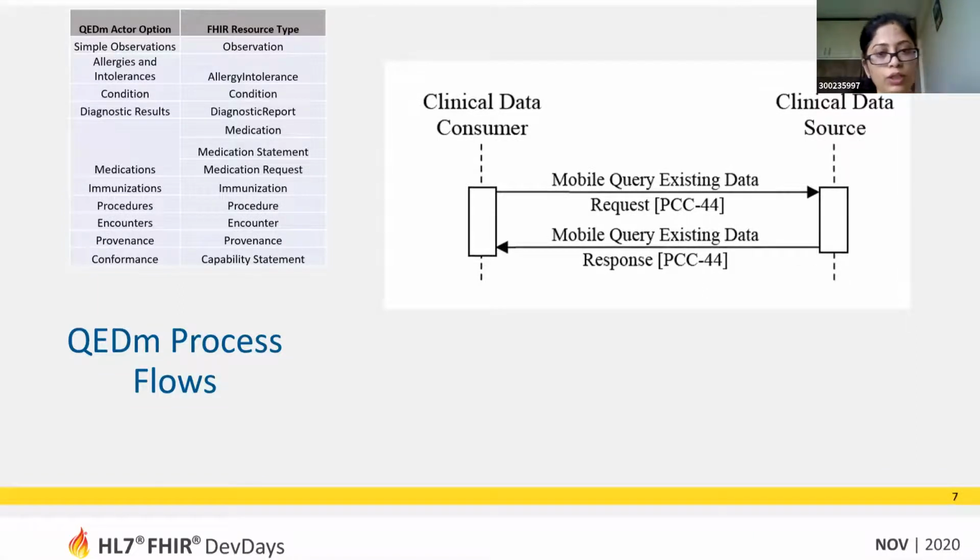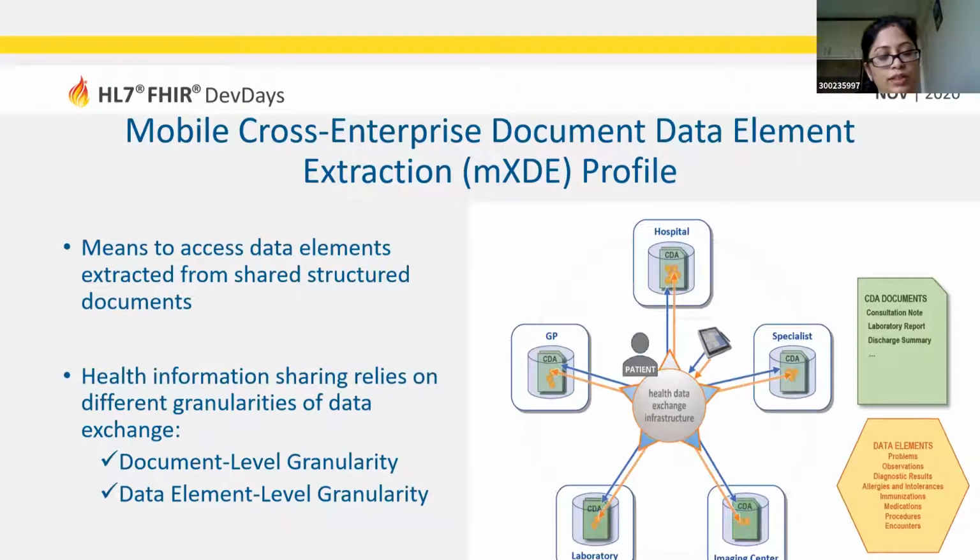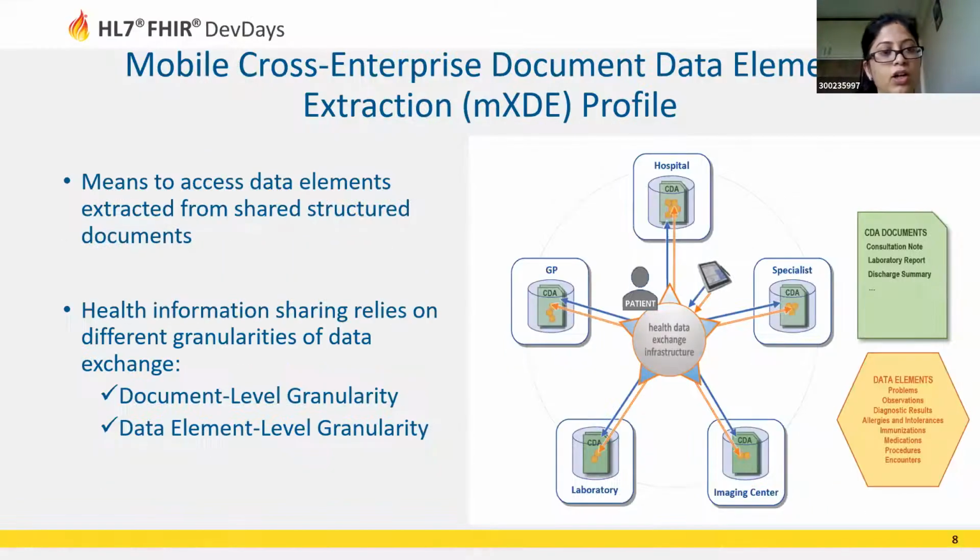So moving on, the other profile we used to solve one of the problems was the MXD, or the Mobile Cross-Enterprise Document Data Element Extraction profile. This profile provides guidelines on how you could extract or transform the data that exists within the CDA documents, the different sections or components within the CDA document, into a FHIR resource and in a FHIR bundle.